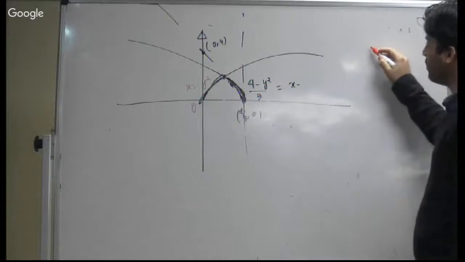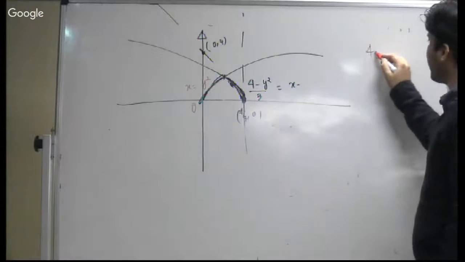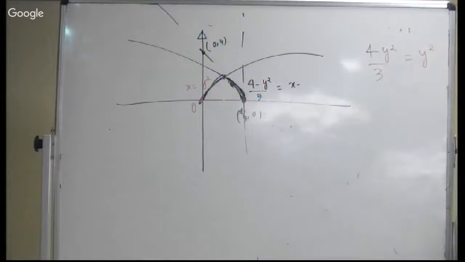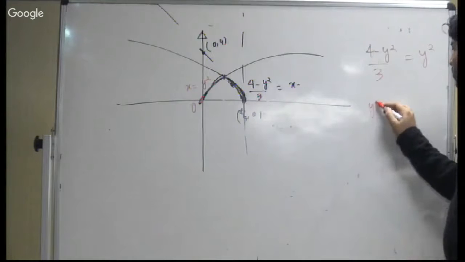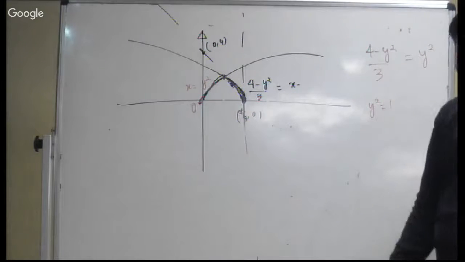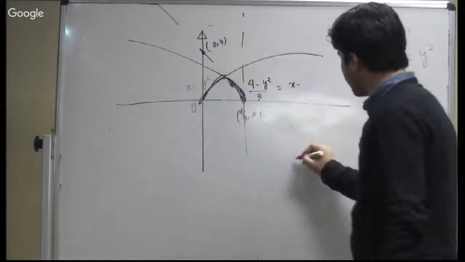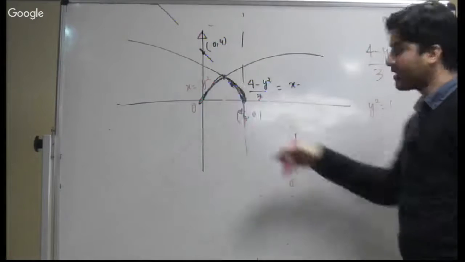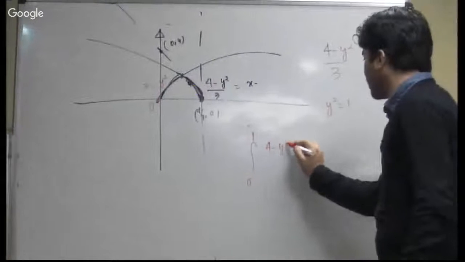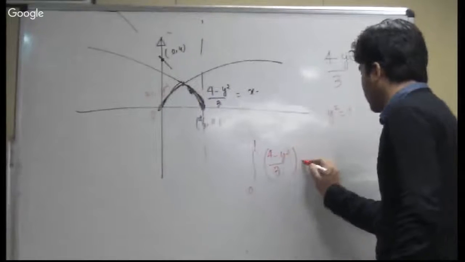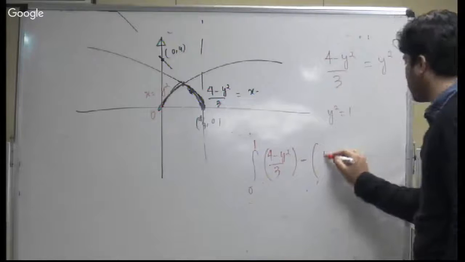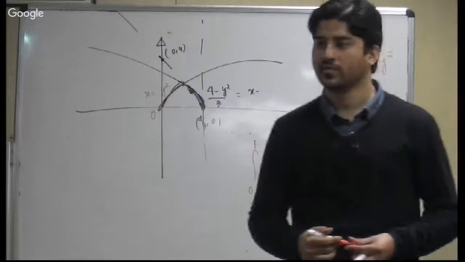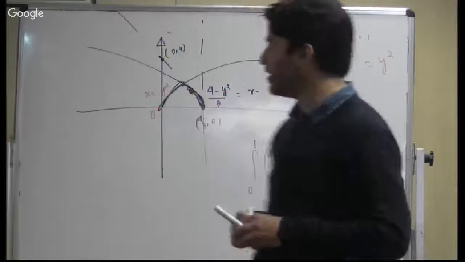I'm just going to solve 4 minus y square by 3 is equal to y square. So it will be y square is 1. So y is equal to 1. So the answer would be 0 to 1. This is my positive and this is my negative. So 4 minus y square by 3 minus... easy to solve. You could have solved even that way also.